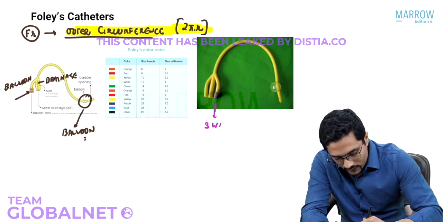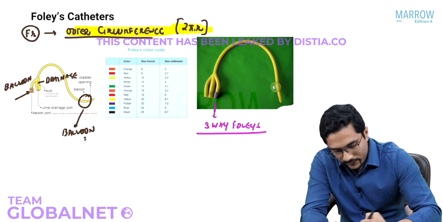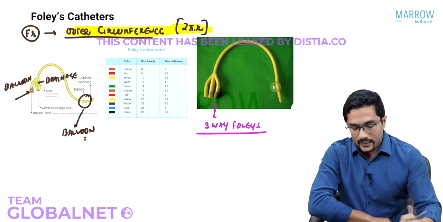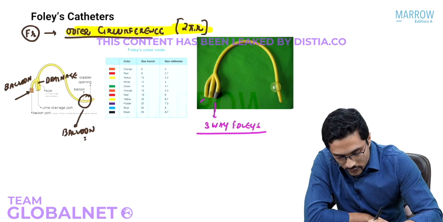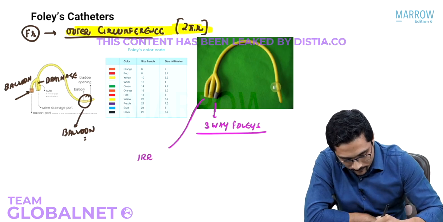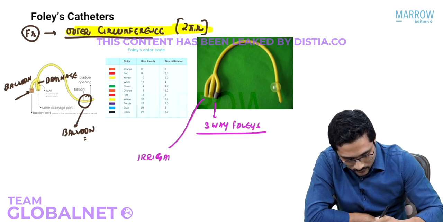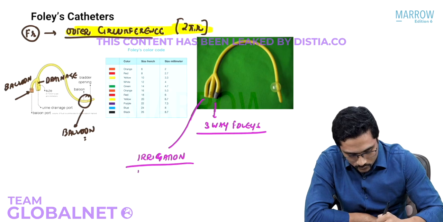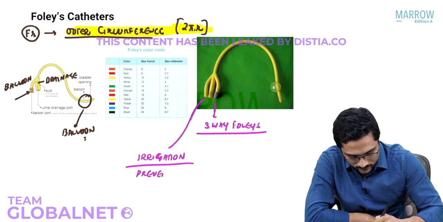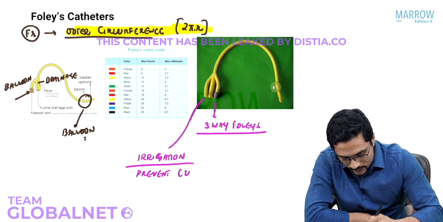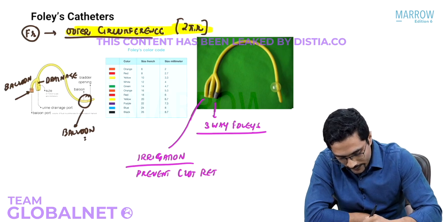And sometimes you can even have a three-way Foley's. This I've told you in the prostate module where I've spoken about TURBT. I told you that you have an extra channel here for irrigation. And this extra channel for irrigation is used for prevention of clot retention.